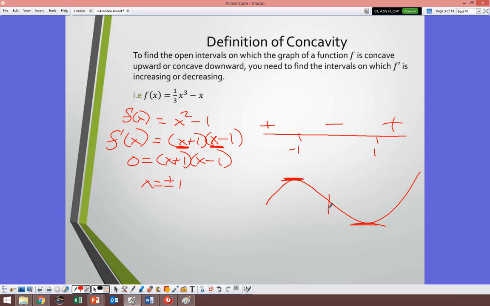So at negative 1, it is concave downward. At positive 1, it is concave upward. Makes sense? So if I take the first derivative and I sketch it, it makes sense of what I'm doing. I graphed each one, I plugged in points, and I can do that. Now there are going to be other ways of doing this.